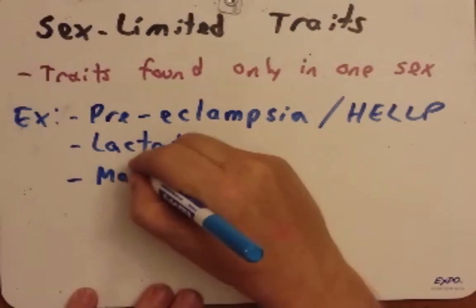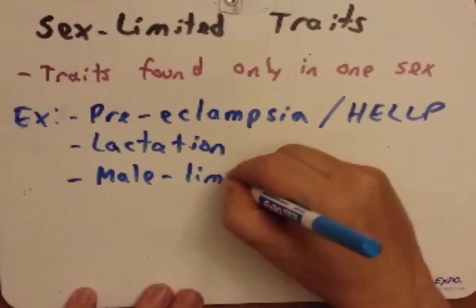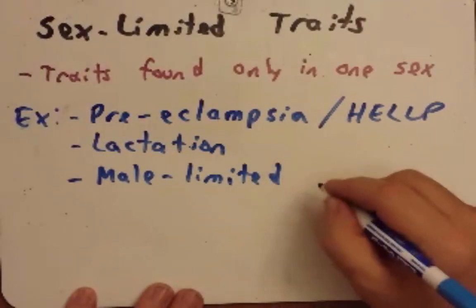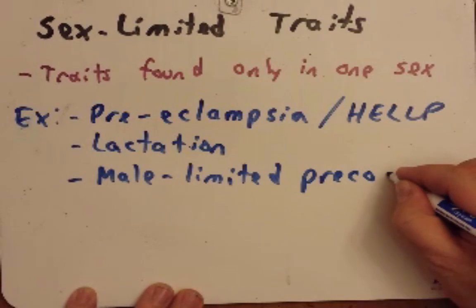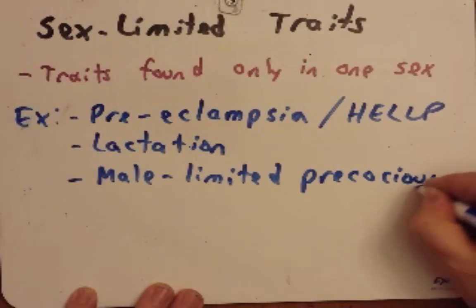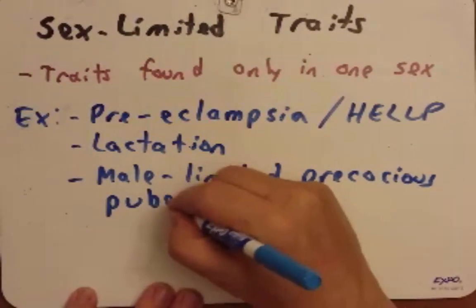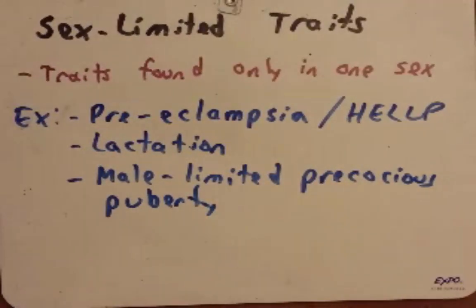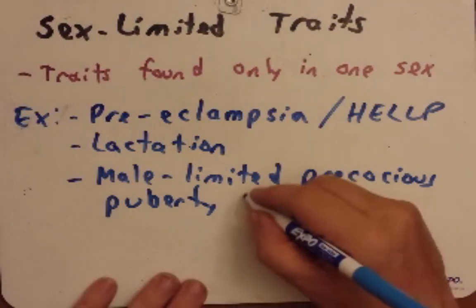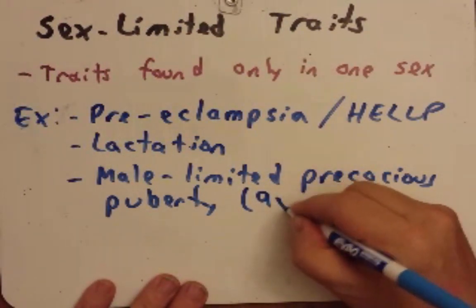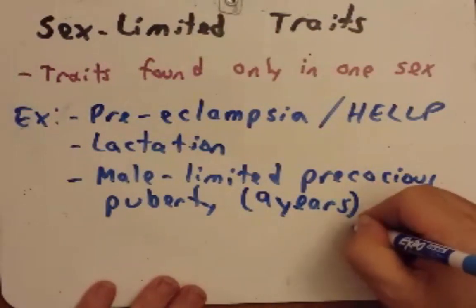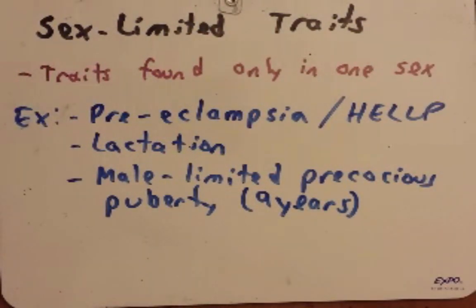There's a male-limited precocious puberty, which means that these males go through puberty at a much younger age. Usually, if it's this state here, the precocious state, it's by 9 years of age, where they'll start having facial growth, the voice changes, and all the other things that accompany puberty.